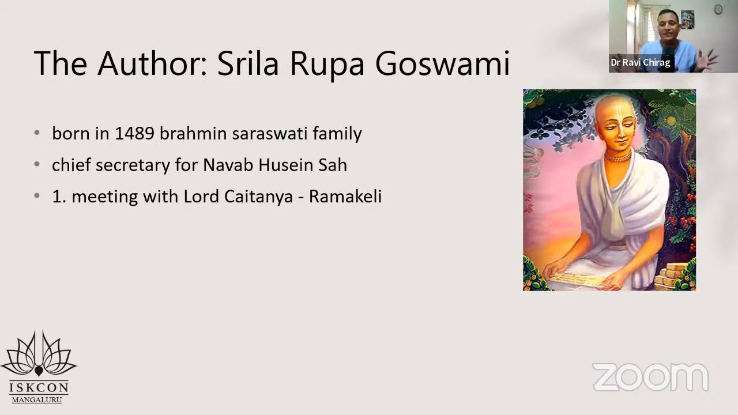How he distributed the money is also very interesting. He had so many golden coins, like a full boat of golden coins. He was in a very highly elevated position, and this Nawab Hussain Shah did not want these two brothers to go after Chaitanya Mahaprabhu. So first, Srila Rupa Goswami left Nawab Hussain Shah and tried to meet Chaitanya Mahaprabhu.